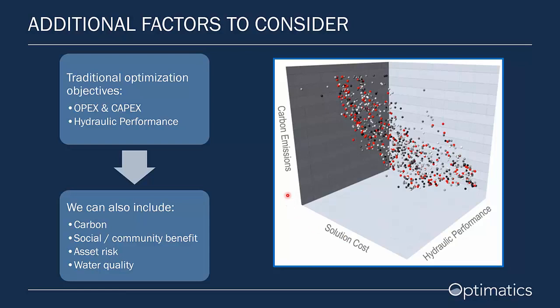And so, for example, we can look at cost and performance, as I've talked about. And on our third objective, on our third axis, we can look at something like carbon, for example. This enables us to concurrently consider all of those objectives, and we're able to optimize against all 3 at once, rather than having to find the best hydraulic performing solution, then add the cost, and then add the carbon.